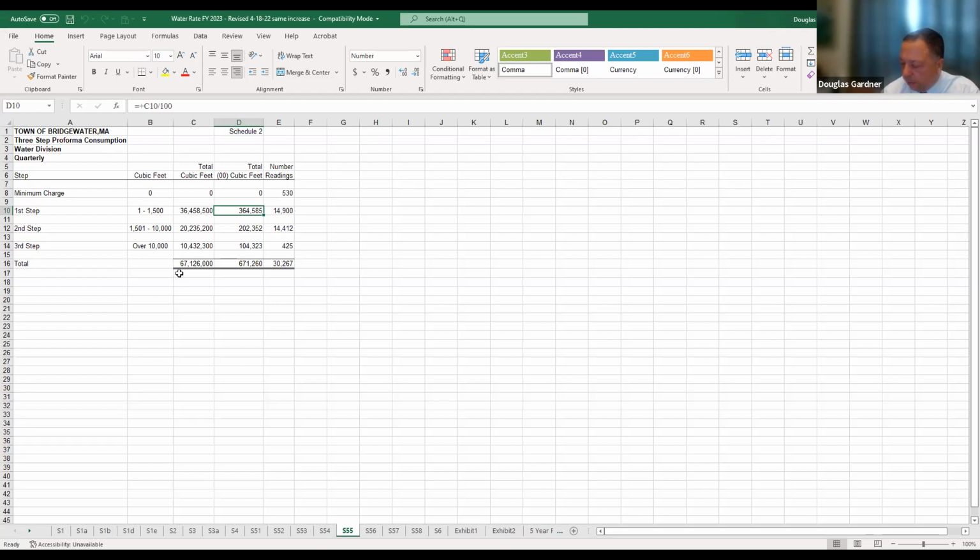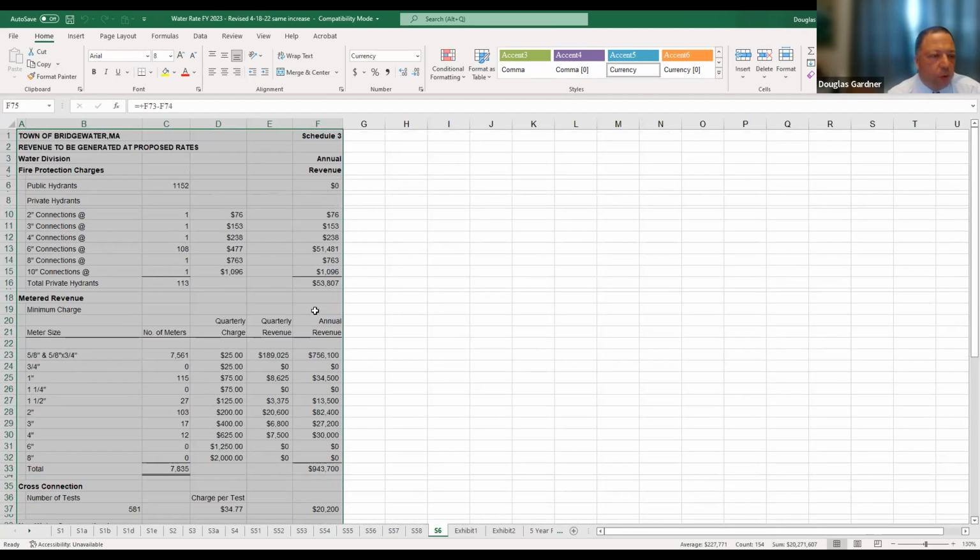A little over 502 million gallons of water is what the town bills on an annual basis. That's what the town sells. So we have the base charge, as I mentioned, and then we have the flow charge.